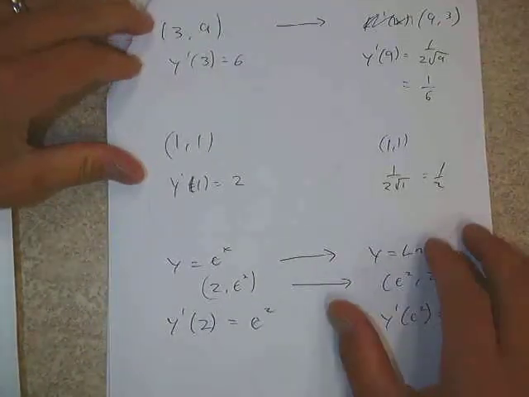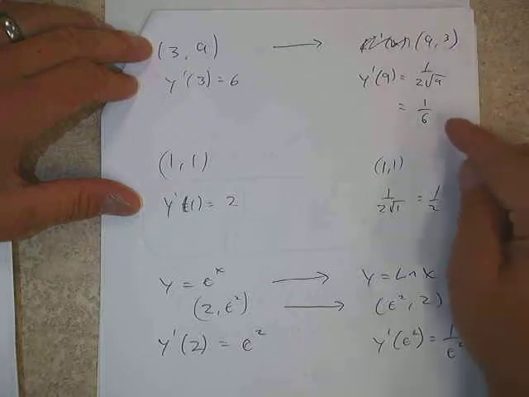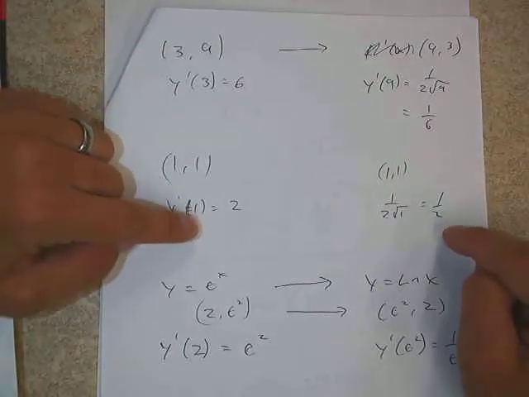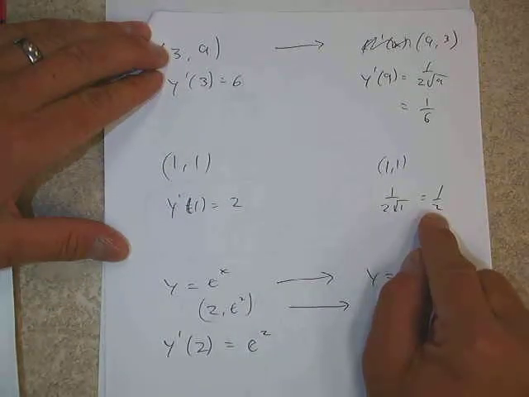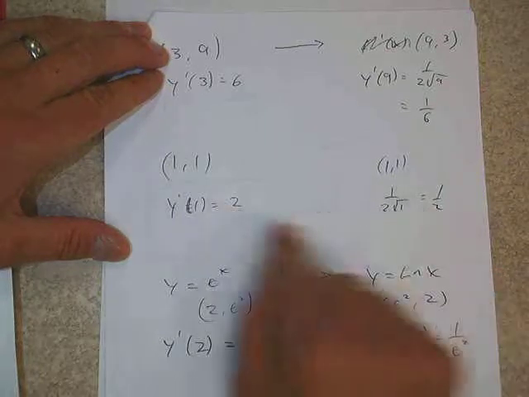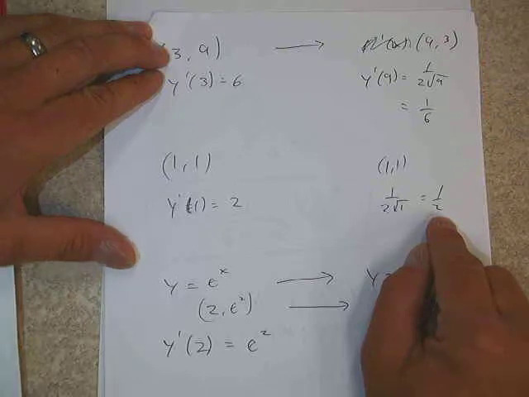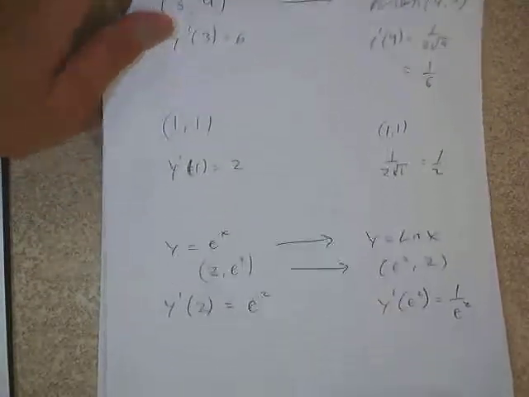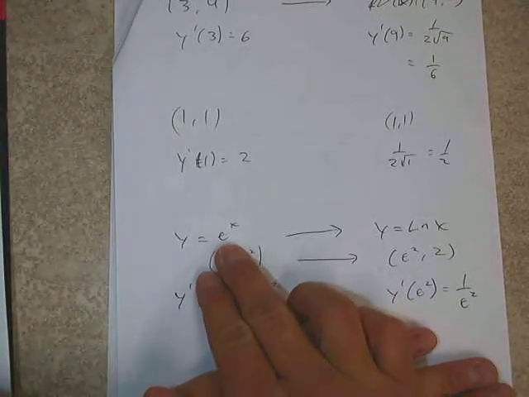Okay? All right, so that's one element of dealing with inverses. We can see I made a little pattern over here. I did it with 3, 9. Of course, the corresponding point would be 9, 3. And notice again, I'd get 6 and 1/6. At 1, 1, it's 2, and the reciprocal is 1/2. So again, whatever the function's derivative is, at the corresponding point, the inverse has a reciprocal derivative.